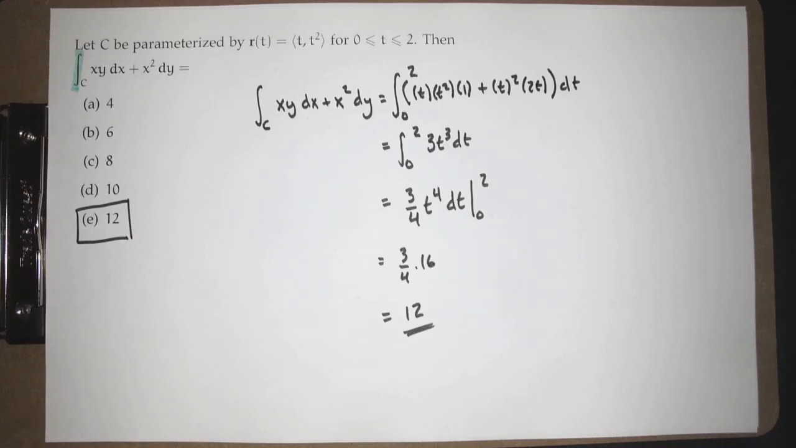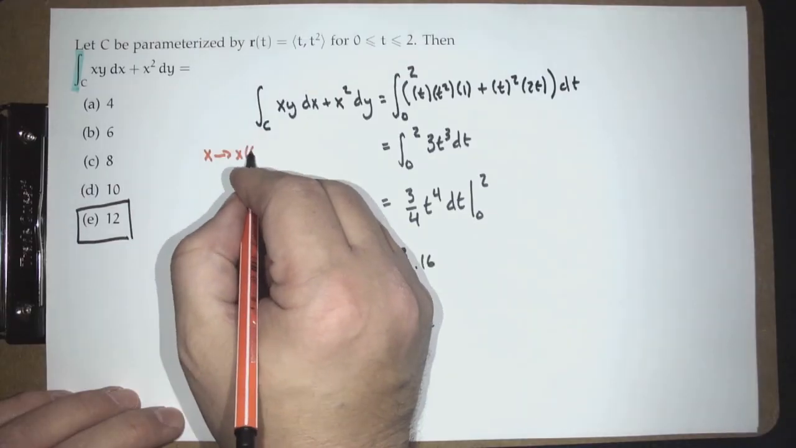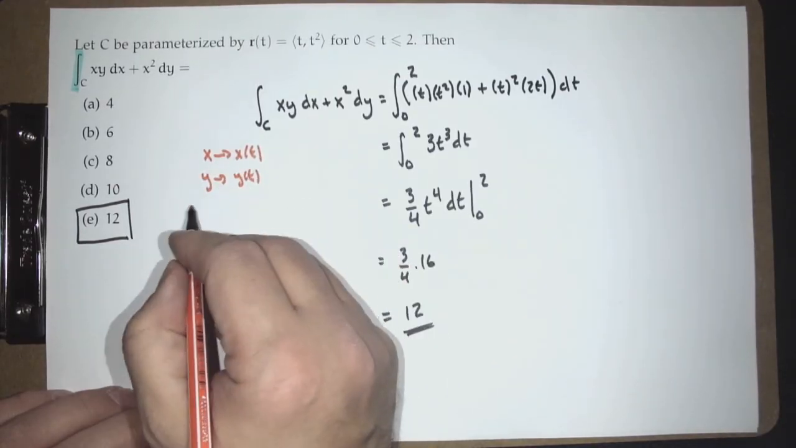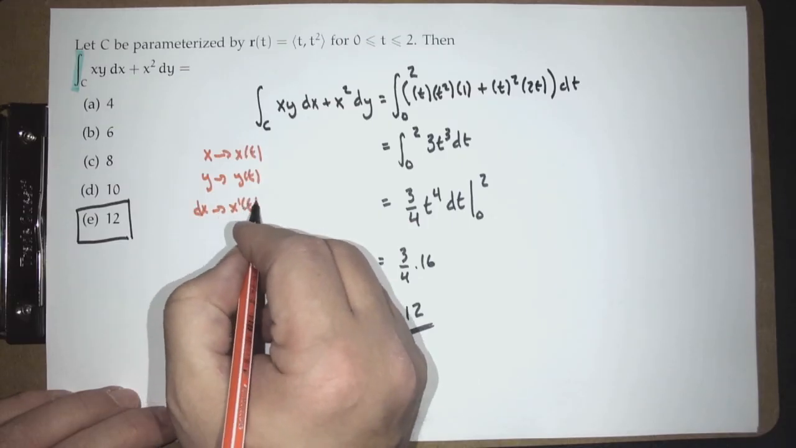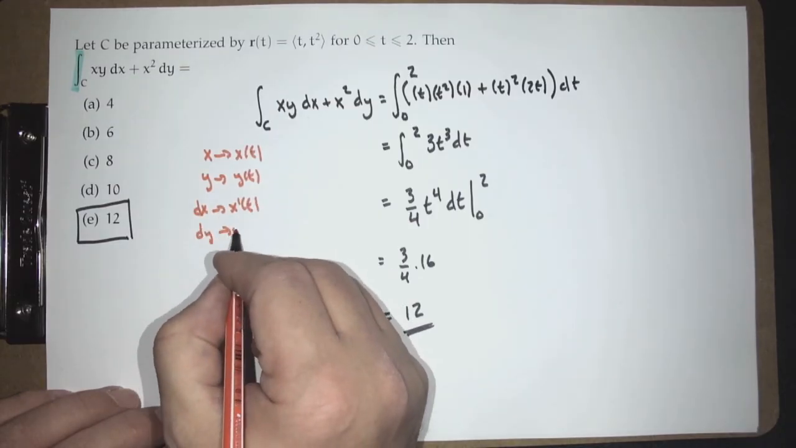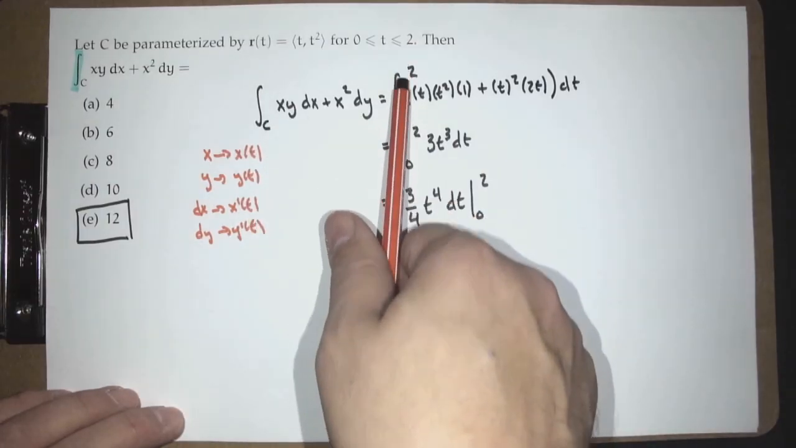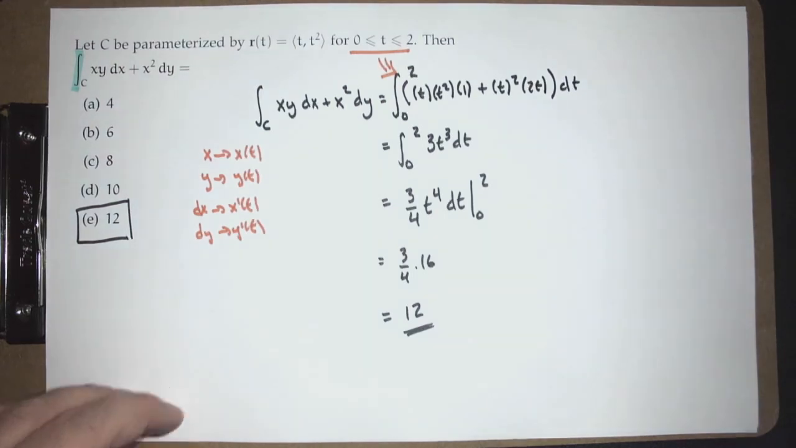And what's the idea? Everywhere you see x, replace it by your x of t. Everywhere you see y, replace it by y of t. Everywhere you see a dx, you put your x prime of t. Everywhere you see a dy, you put your y prime of t. And you just update. Now you add your bounds, 0 to 2. Those are your bounds, and you have an integral. You work it out, and you get 12.